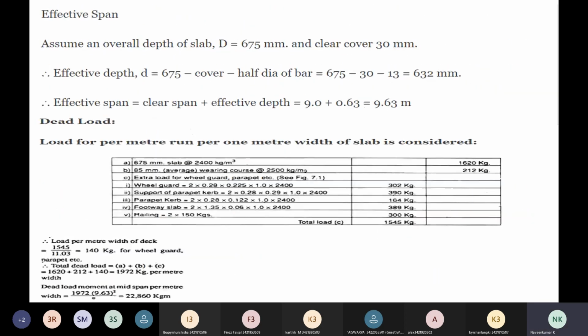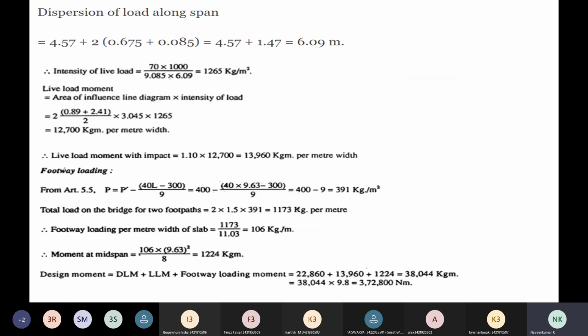So the dead load calculation is over. The dead load moment calculation is also over. Okay, so after that we're going to go for the live load moment calculation.